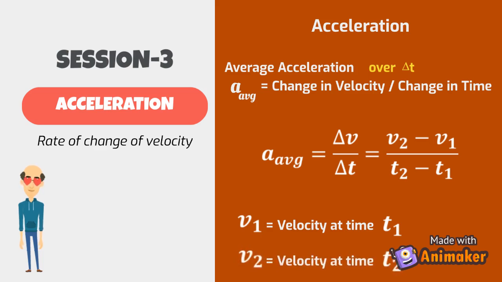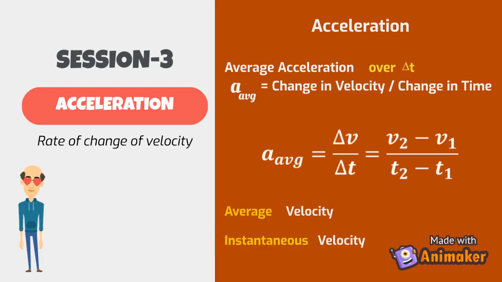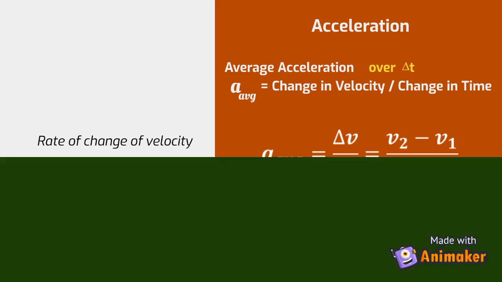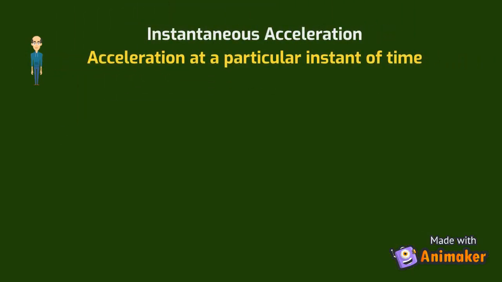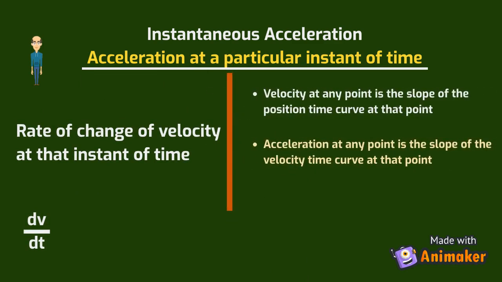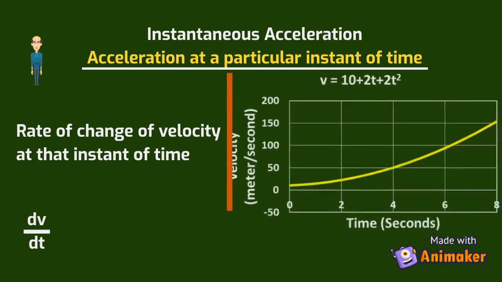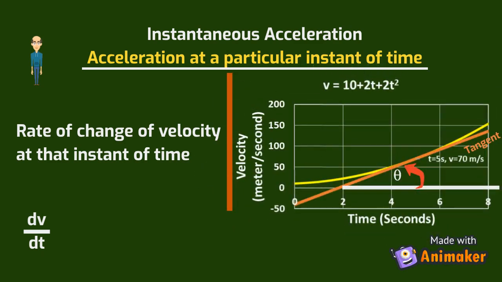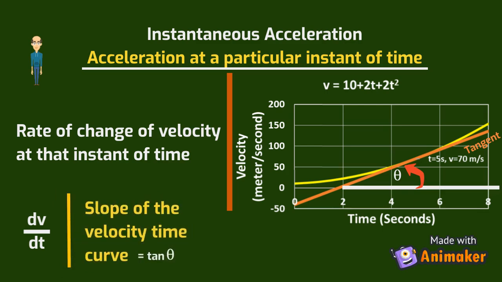Note that v1 and v2 are instantaneous velocities. Now, just like we discussed average velocity and instantaneous velocity in the last two sessions, we can also talk about average acceleration and instantaneous acceleration. Instantaneous acceleration is the acceleration of a particle at any instant, that is, the rate at which its velocity is changing at that instant with respect to time. Just like velocity at any point is the slope of the position-time curve at that point, graphically, the acceleration at any point is the slope of the velocity-time curve at that point.